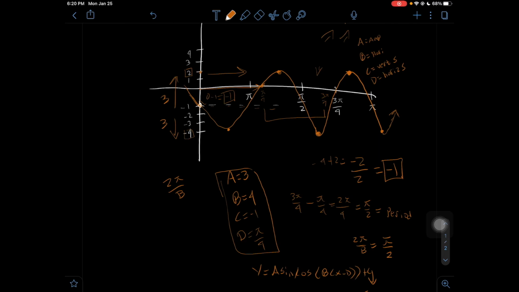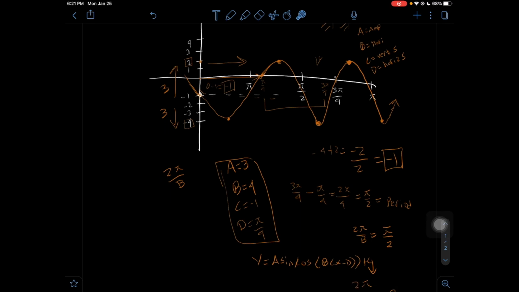Well, this graph is a sine function, as it starts at the origin, goes to the maximum, goes back to the origin, goes to the minimum, and so on and so forth. So now what we'll do is we'll write it in sine form.